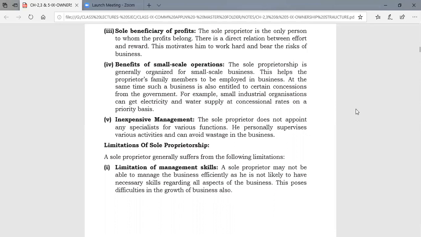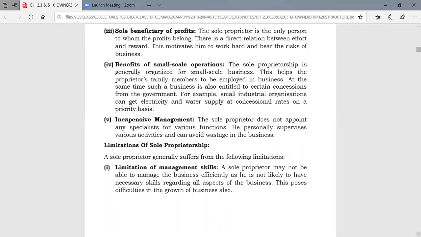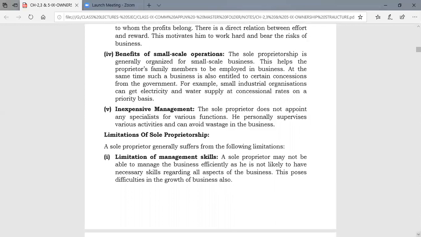Inexpensive management. Since he is the owner, he is going to control the entire operations and manage the entire operations rather. He need not recruit any high professionals for the management. That is why the management is very less expensive.